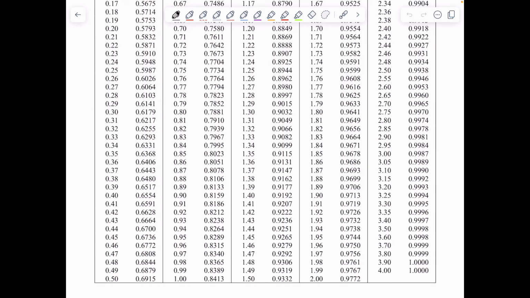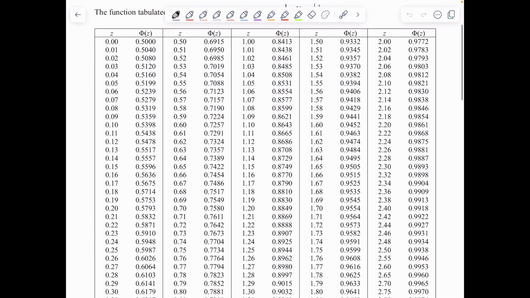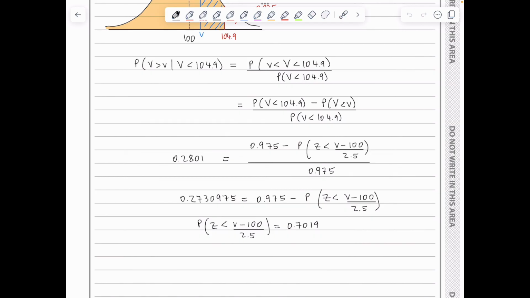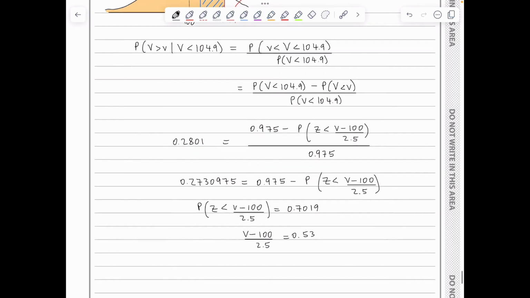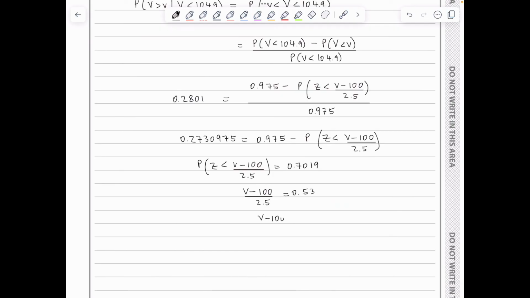So going to the probability table, I would be looking for a probability of 0.7019, which happens to be here, and the corresponding Z value is 0.53, which means that (v minus 100) over 2.5 is equal to 0.53. If I cross multiply, I get v minus 100 is equal to 1.325. Therefore, v is 101.325, and we are being asked to give this to 2 decimal places, so v is 101.33. The examiner here is also accepting the 101.32.